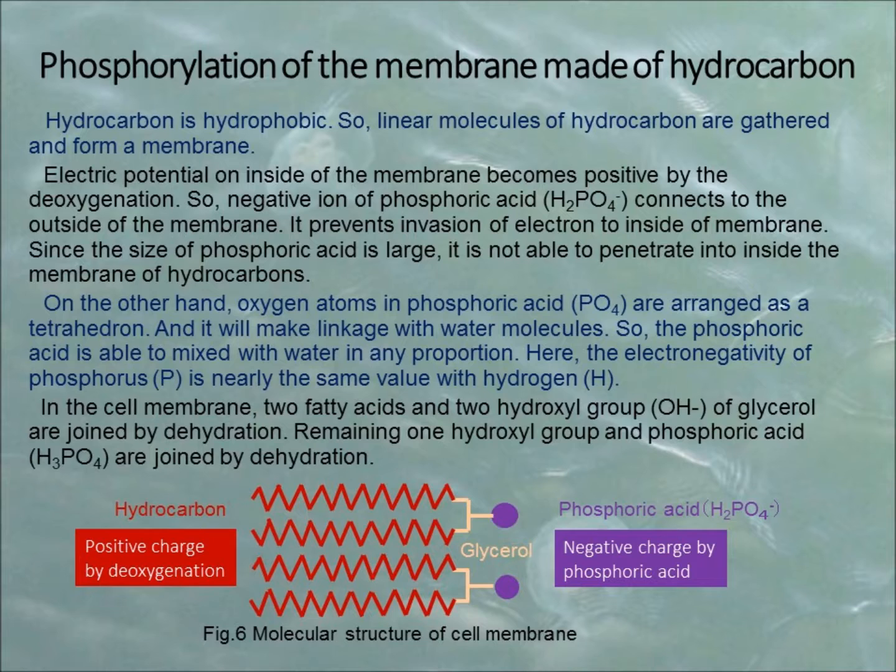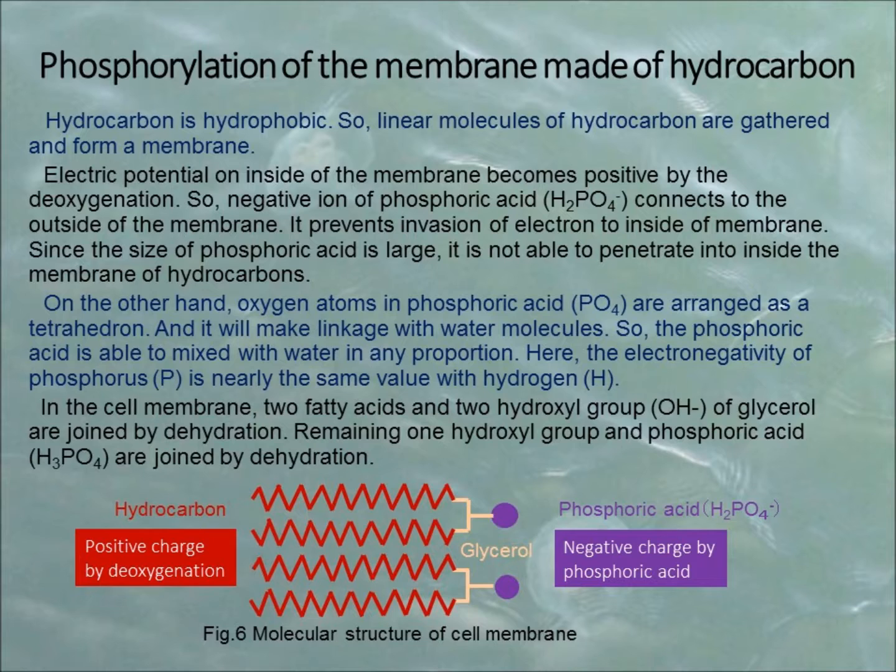Phosphorylation of the membrane made of hydrocarbon. Hydrocarbon is hydrophobic. So, linear molecules of hydrocarbon are gathered and form a membrane. Electric potential on the inside of the membrane becomes positive by the deoxygenation. So, negative ion of phosphoric acid connects to the outside of the membrane. It prevents invasion of electron to the inside of the membrane. Since the size of phosphoric acid is large, it is not able to penetrate into the membrane of hydrocarbons.